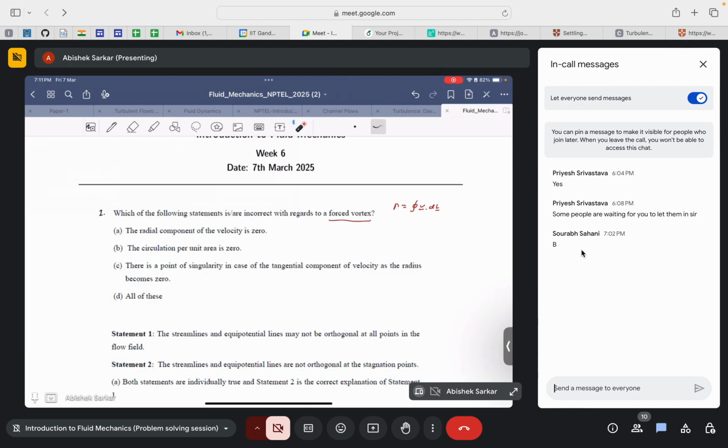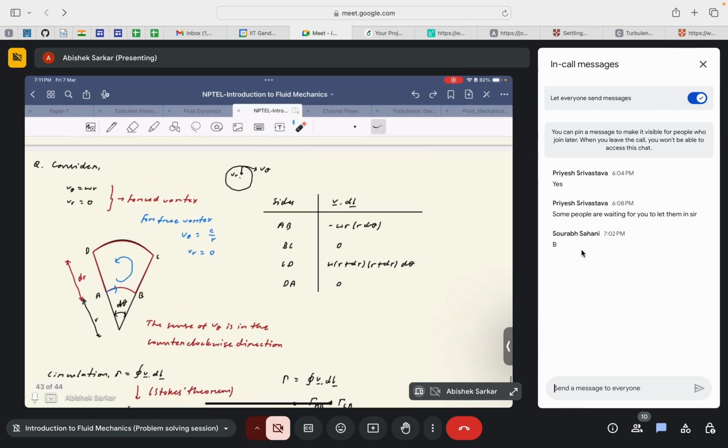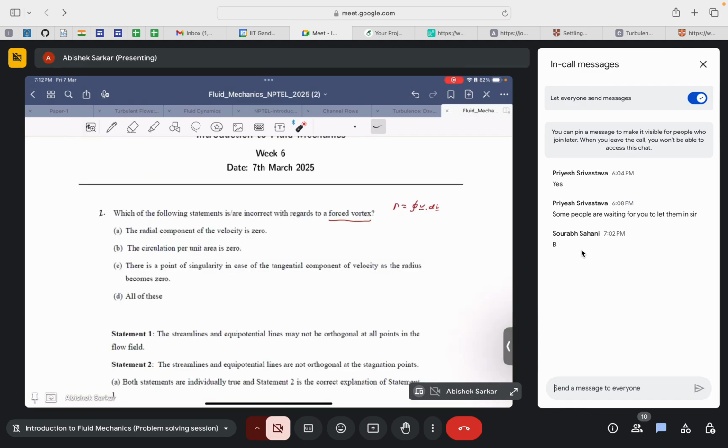But let us look at point C: there is a point of singularity in the tangential component of velocity as the radius becomes 0. For forced vortices, the velocity components are defined as v theta equals omega r and vr equals 0. So at r equals 0 there is no singularity, because this just becomes 0. But in the case of a free vortex, r equals 0 shows a point of singularity, because the velocity becomes undefined. For a forced vortex it is properly defined as 0, so there is no singularity. From this we can say that both statements B and C are incorrect.